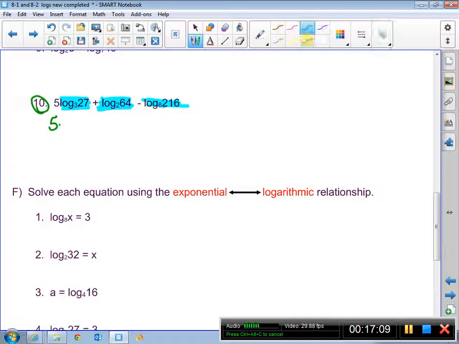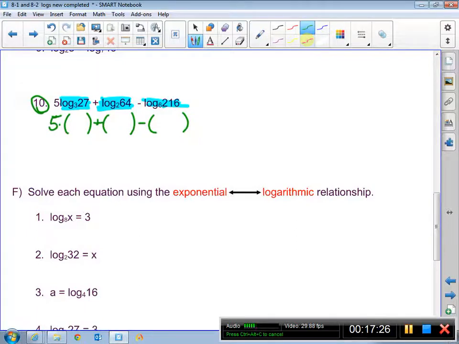So for the first logarithm, I'm going to be multiplying it by 5. And then I'm going to add the second logarithm and subtract the third logarithm. So I'm going to do these above since I have some room. You could do them below, I guess. Yeah, let's do them below.